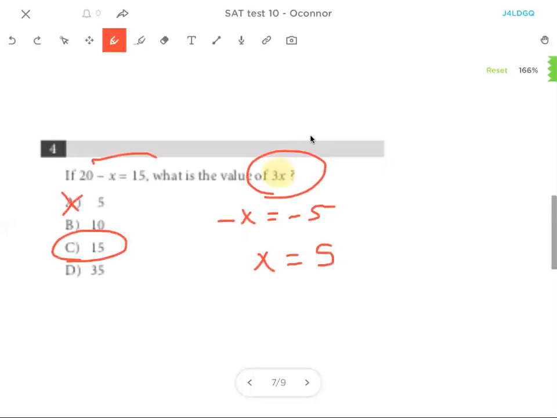So just be careful, because that will come up again on the test. Again, it would be a shame to know the answer and then just rush through it and not get it correct.